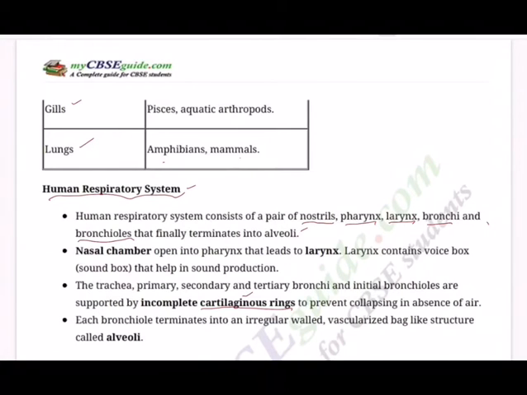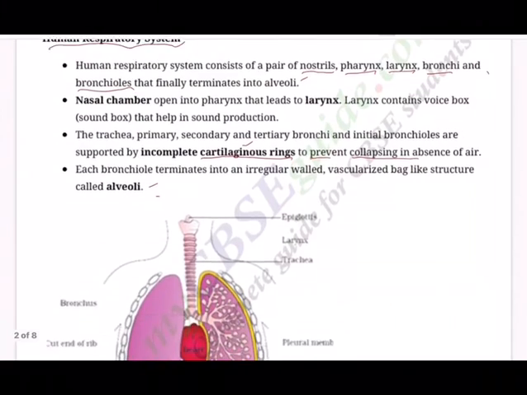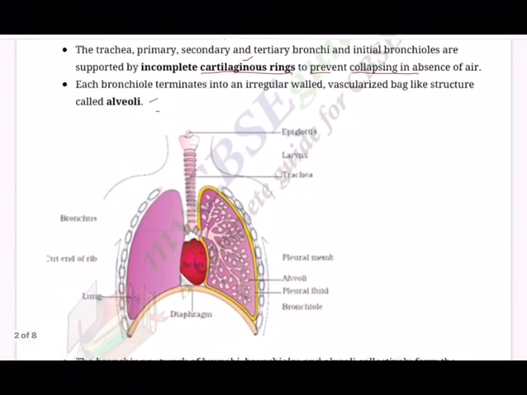That's why they won't collapse. Basically they are all made up of cartilaginous rings so that they prevent collapsing in the absence of air, so that the structure will be upright. Each bronchiole terminates into an irregular-walled, vascularized, bag-like structure called the alveoli. So actually these are the structures that help in exchange of gases.